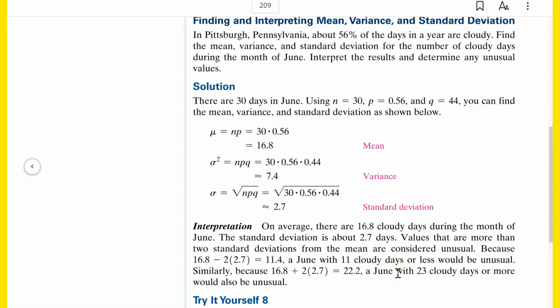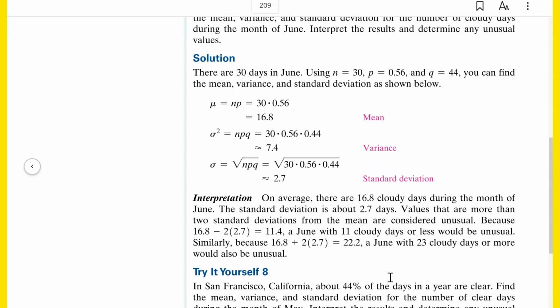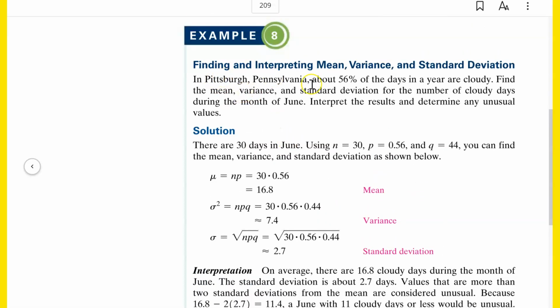If you wanted to say, quote unquote, very unusual, it would be 3 standard deviations away from the mean. So you just add 2.7 one more time and subtract 2.7 one more time on the low end. And so in this case, you would get 24.9. So if you had more than 25 cloudy days in June, it would be very unusual. Or if you had less than 8.7, so a June with 8 or less cloudy days would also be very unusual. All right, and we're talking about, obviously, just in Pittsburgh, Pennsylvania here.